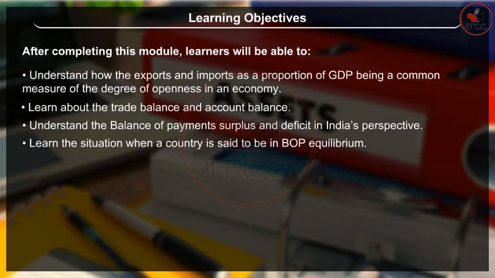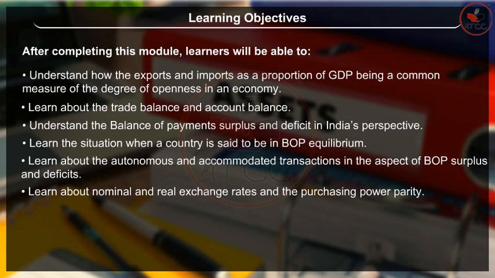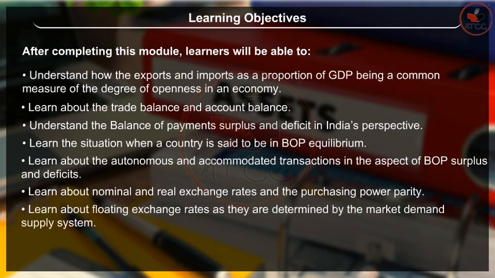Learn the situation when a country is said to be in BOP equilibrium. Learn about autonomous and accommodating transactions in the aspect of BOP surpluses and deficits. Learn about nominal and real exchange rates and purchasing power parity. Learn about floating exchange rates, as they are determined by the market demand-supply system.